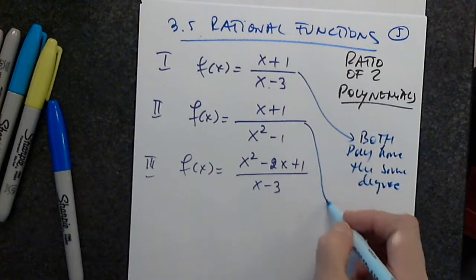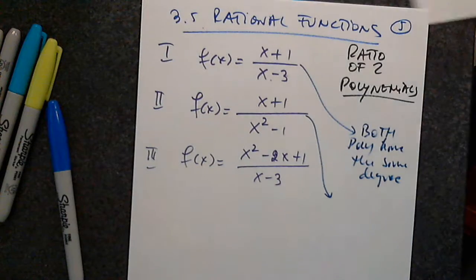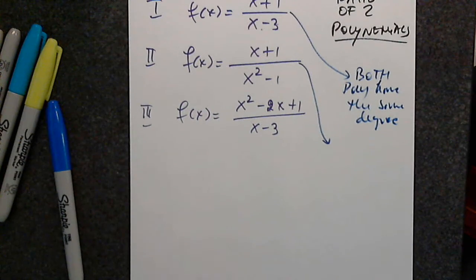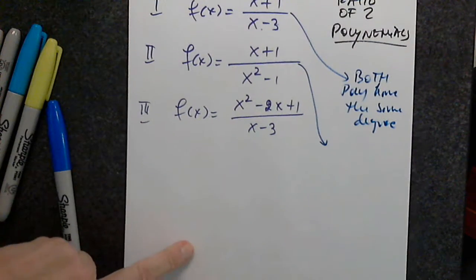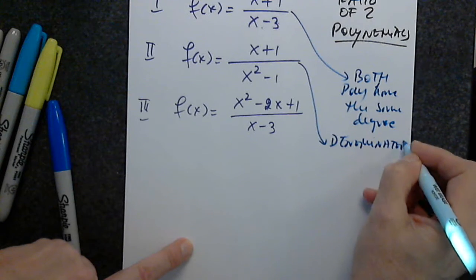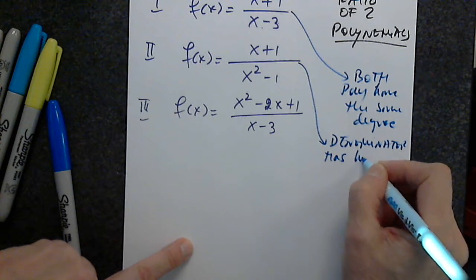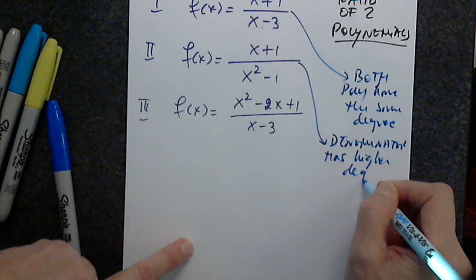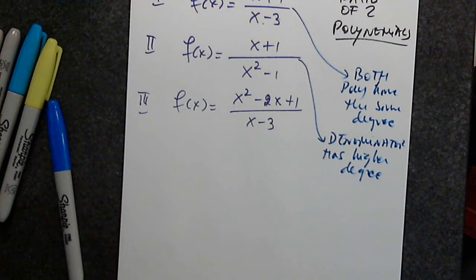Now, in view of what we just discussed, what do you think type 2 is? The denominator has a larger, higher degree. Very good. That's all it is. The denominator has higher degree. Perfect. That's type 2. Awesome. Now, what do you think about type 3?